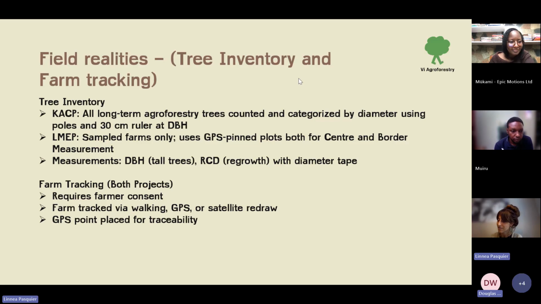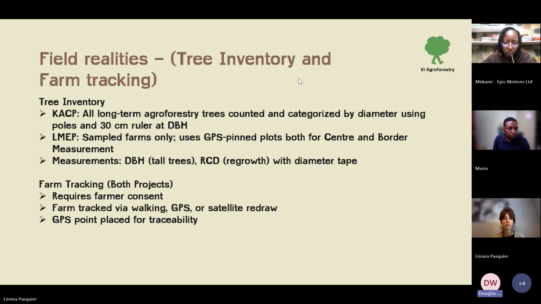Oh, yes, perfect. Now, when it comes to tree inventory and farm tracking, for KACP, all the agroforestry trees are counted, then categorized by diameter using small poles with a 30 centimeter rule. The categorization is how many have diameter below 10 centimeters, how many trees have diameter between 10 to 20 centimeters, then how many have diameter above 20 centimeters. That is the categorization I'm referring to.